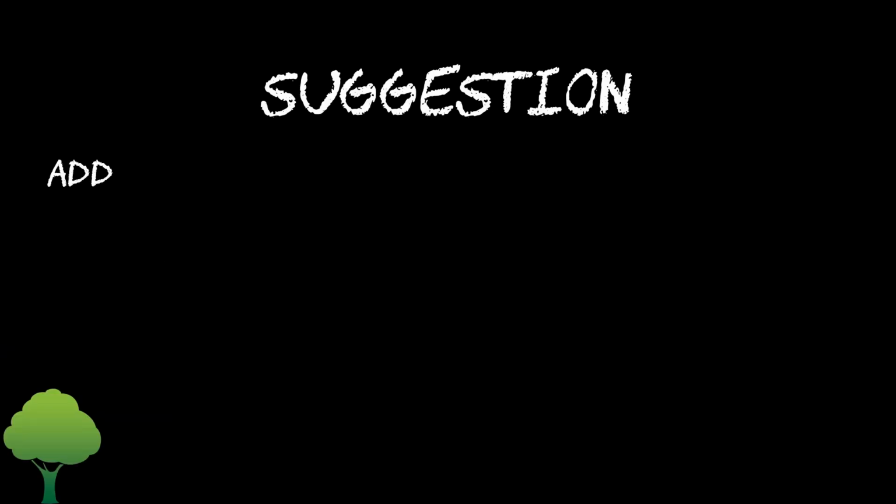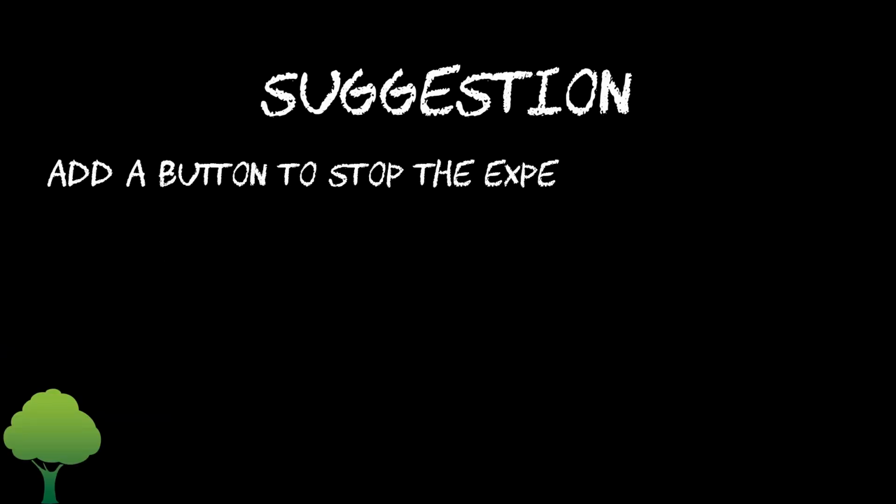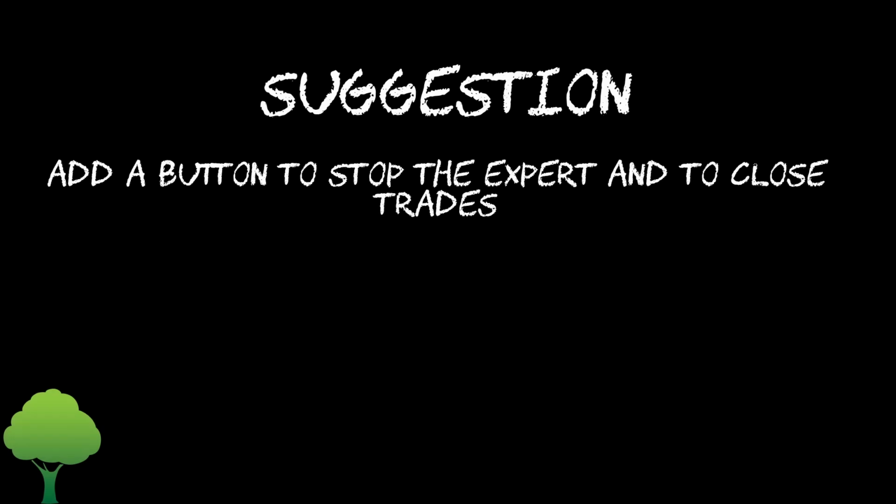The next point is a suggestion that I received, which is to add a button to stop the expert and to close trades, or two buttons, one to stop the expert and the other to close trades. There is nothing wrong with this as a concept. It's basically saying that you will manually intervene when you believe that the market conditions are right to turn off the expert and close up the trades and then wait until things return to normal. I'm not going to be writing the code for this.